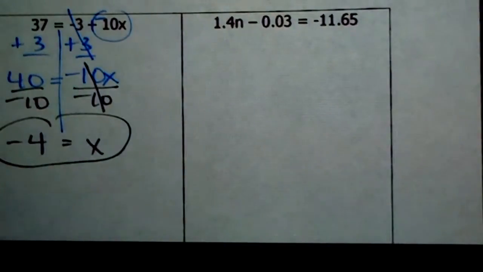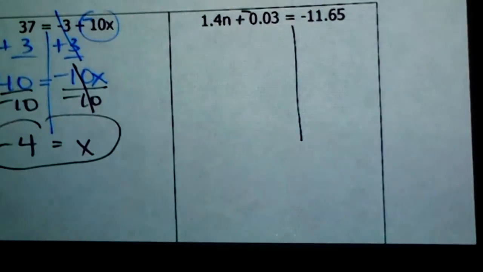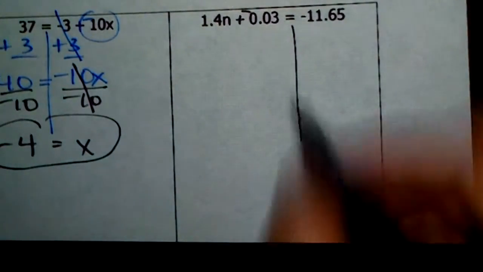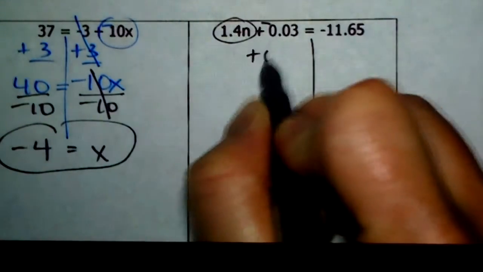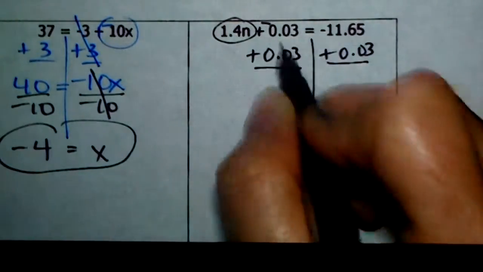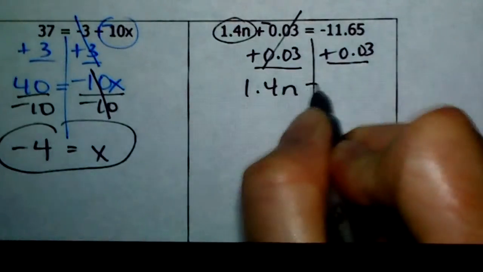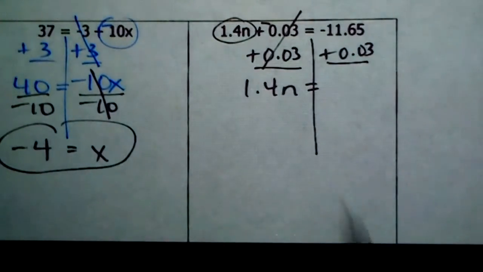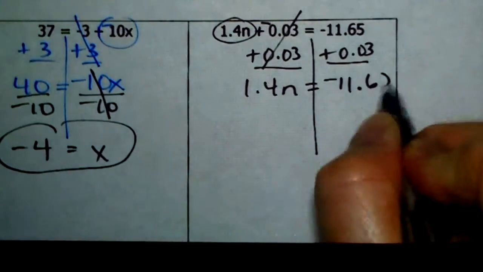Alright, moving along to the next one. Draw your line. Change your sign. I'm a poet, and I didn't know it. Alright, here's 1.4n. That's what I want to be alone first. So I'm going to add a positive 300ths to each side, because that's how you cancel out a negative 300ths. 1.4n is left, and negative 11.65 plus this 300ths is equal to negative 11.62.